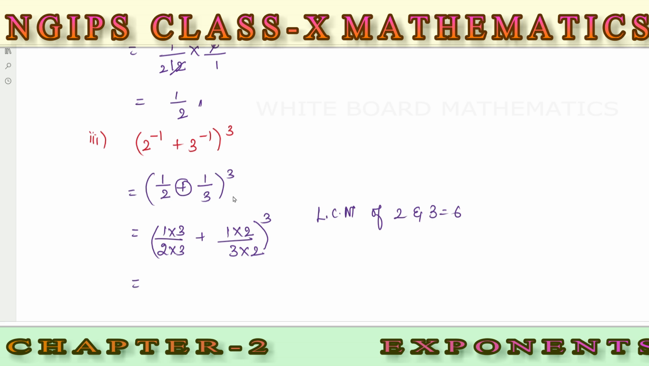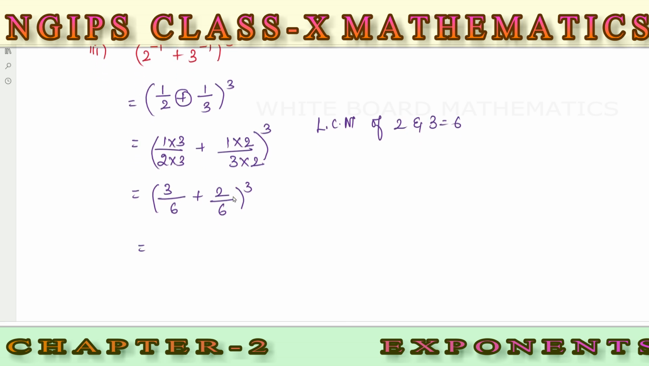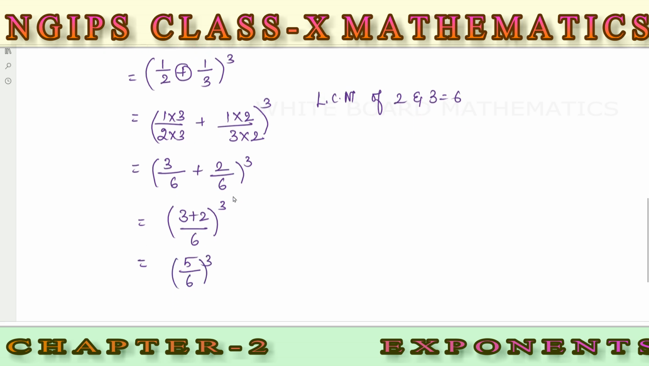Now if you look at this, 1 3s are 3, 2 3s are 6, plus here we have 1 2s are 2, 3 2s are 6. Here it is a whole cube. Next, we have the same denominator, so only once I am going to write 3 plus 2. I am just going to add the numerators. So 3 plus 2 is 5 divided by 6, whole power cube.